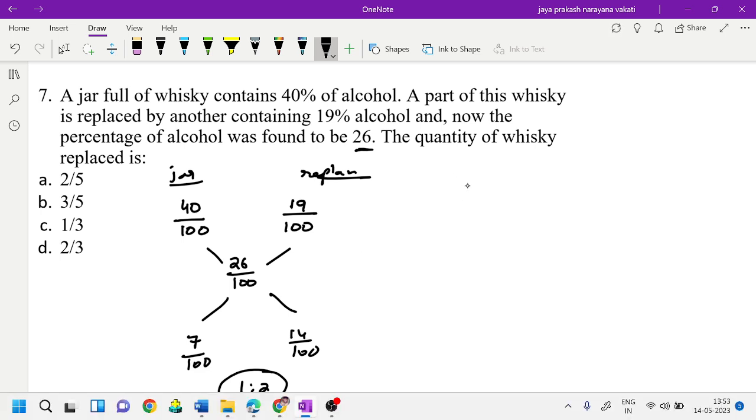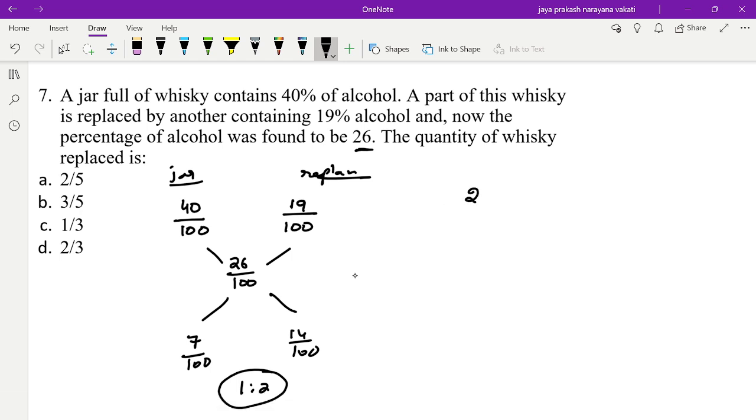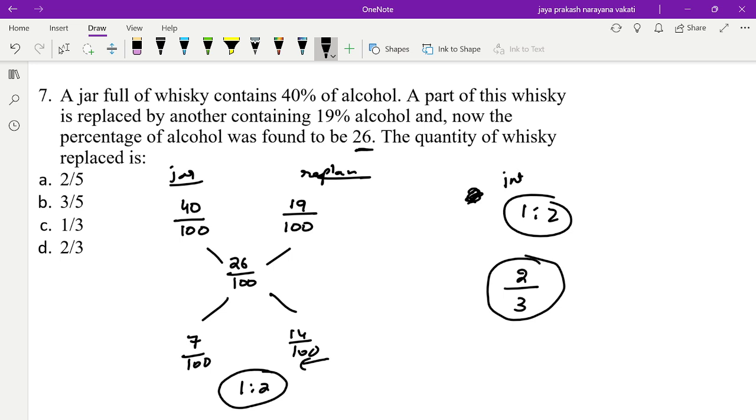So he is asking the quantity replaced. So simple, guys, the replaced is how much? 2 liters. Let us consider the total is 3 liters. The ratio is 1 is to 2. So the replaced value is 2 out of total how much? 3. So 2/3 part has been replaced. So this is the initial one, this is the replaced one. So 2 out of total 3 is replaced. Or else I can say 2 out of 3 into 100, which is 66.66 percent of the initial alcohol is replaced. So this is our answer.